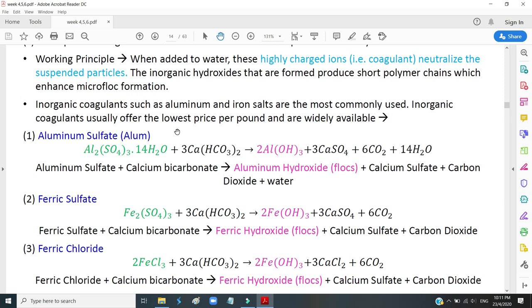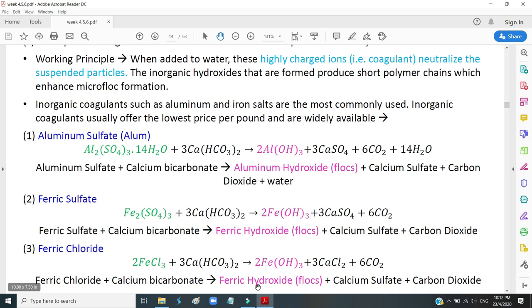Okay, alum. This is the formula of the process where the aluminium sulfate will react with calcium bicarbonate in order to form the flocs, whereas ferric sulfate also will be reacted and will form flocs, and then ferric chloride also.